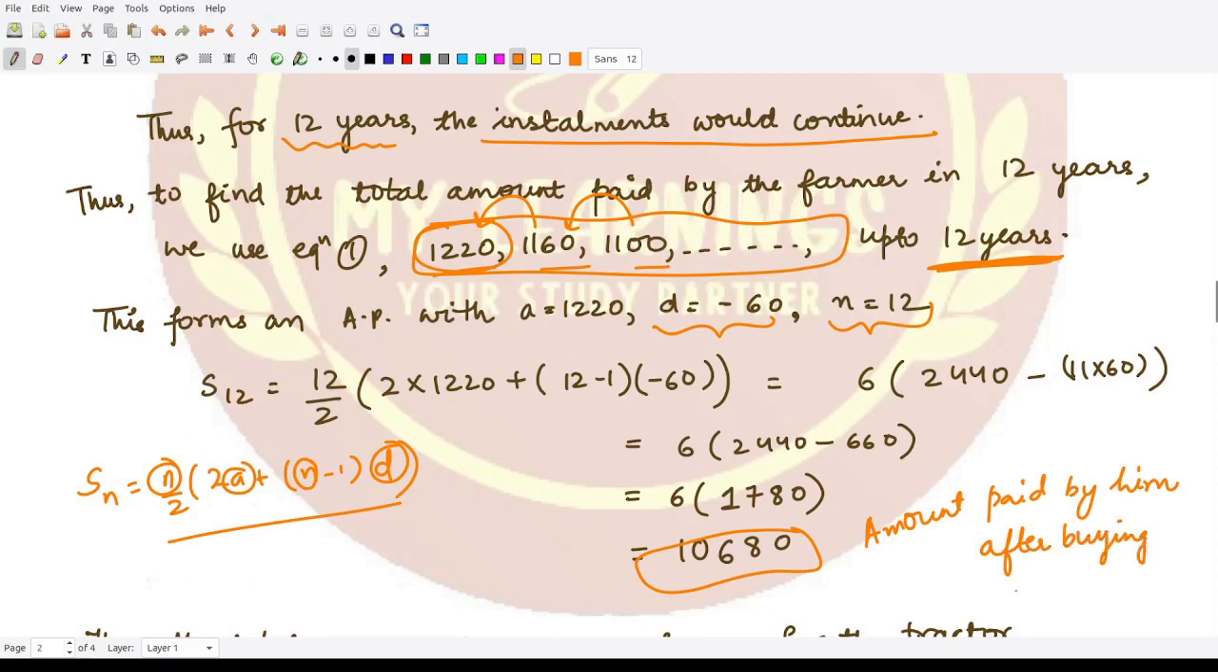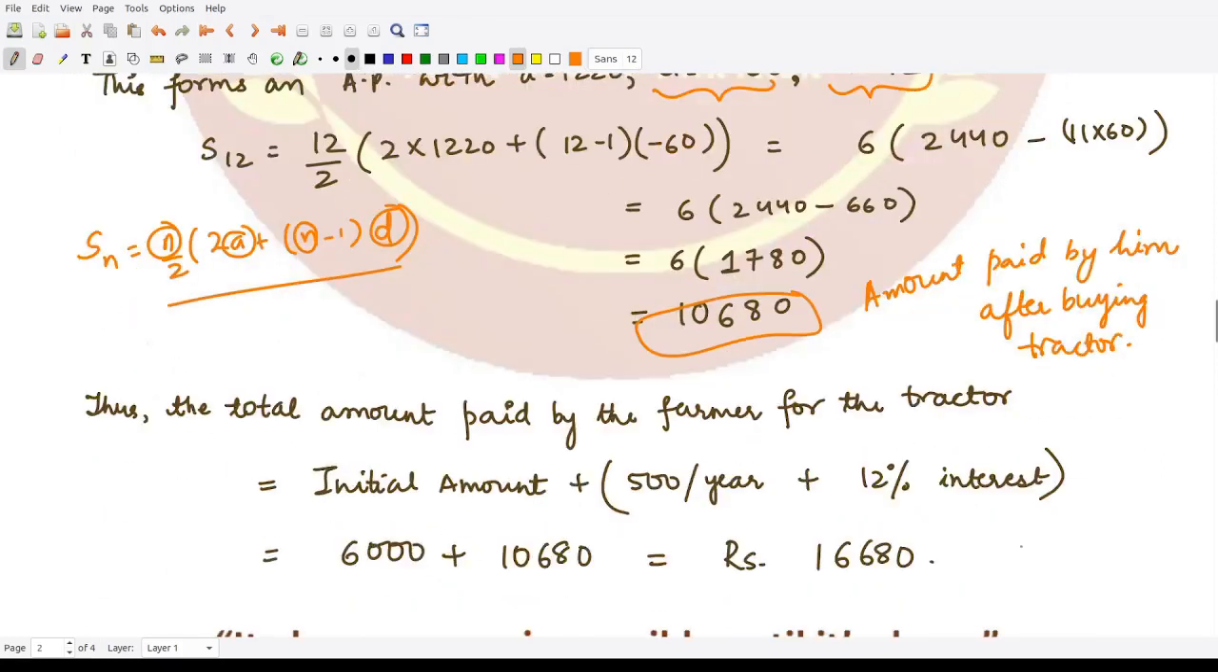and initially he had paid 6,000 rupees. So the total amount which the farmer has to give for the tractor is rupees 6,680, although the initial cost was 12,000. So you see the pro of this installment is that he does not have to give all the money together. However, the con is that instead of this 12,000 rupees, he now has to pay a bigger amount for the same thing, which is 6,680 rupees.